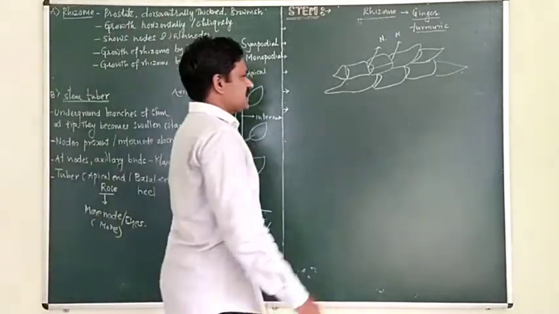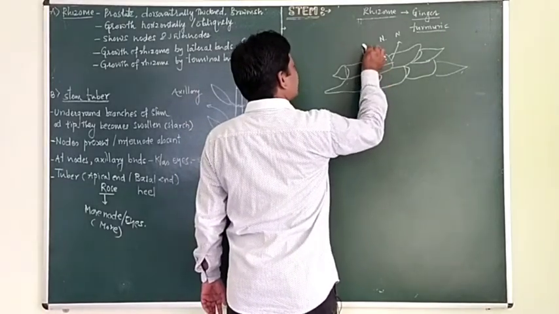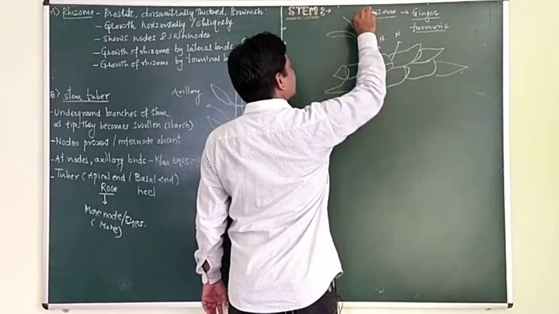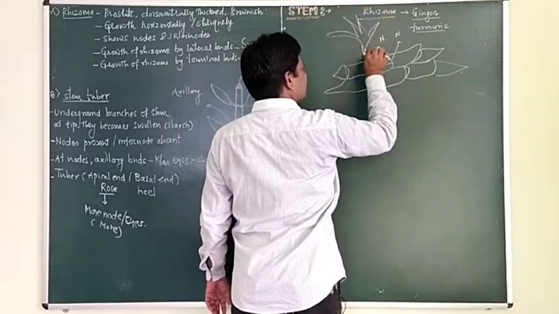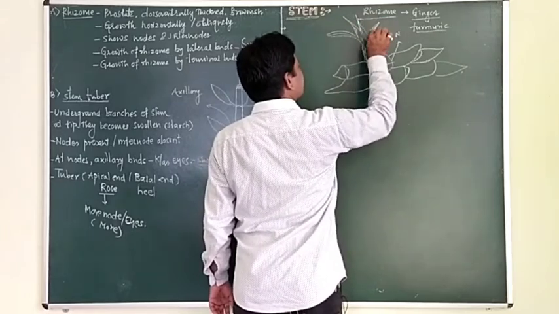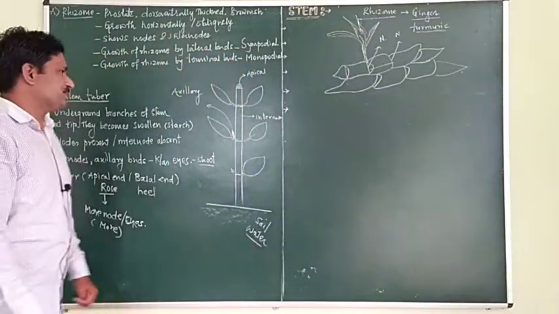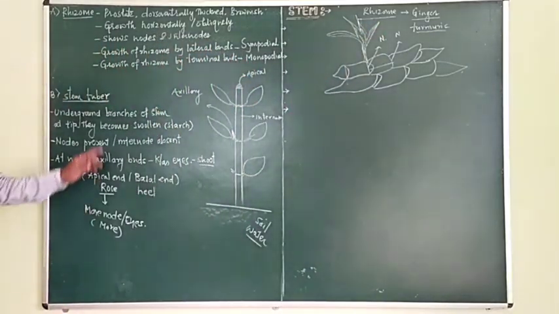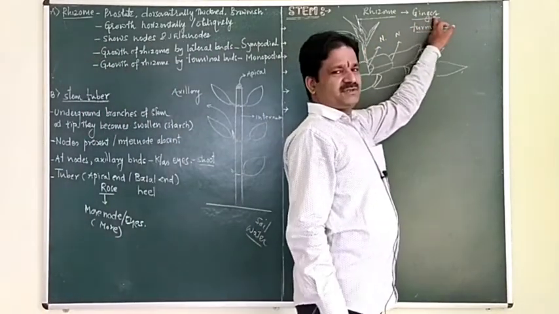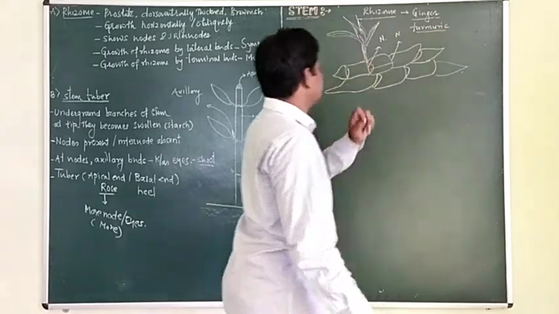Now this rhizome shows particular buds which turn into the shoot or aerial part. It gives sprouting and leaves are produced. The examples of rhizome are Zingiber officinale, which is ginger, and the second one is turmeric.